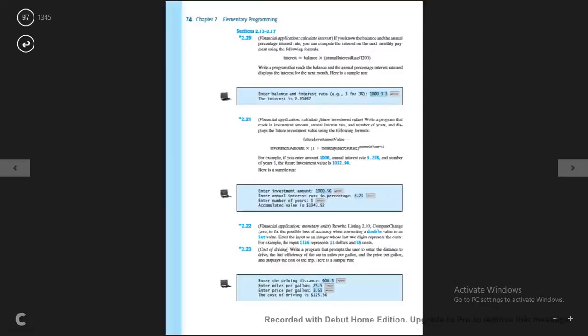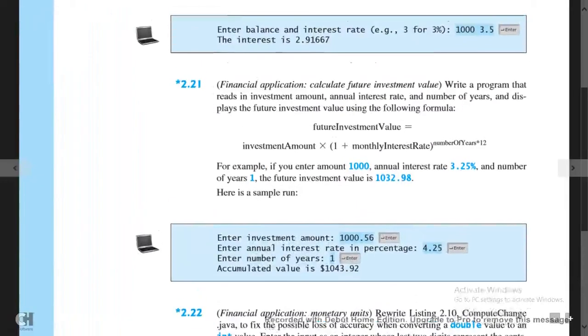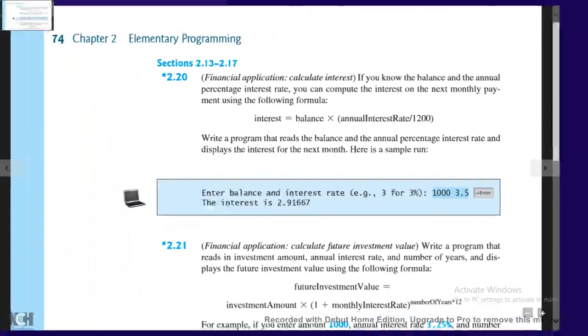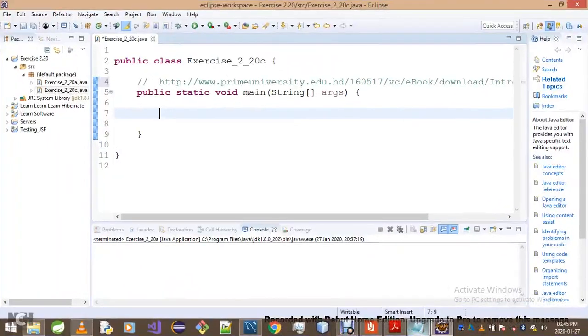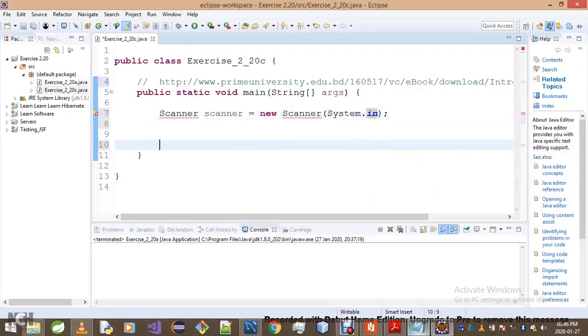Okay, so we've already read the question. I shouldn't waste time by going through it again. It's a matter of giving a solution right now. So what we want to do is to create a scanner, System.in.